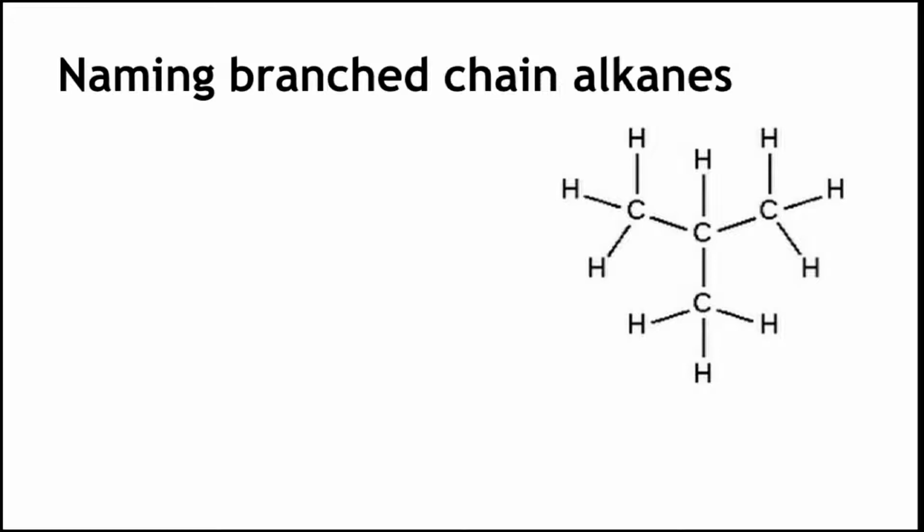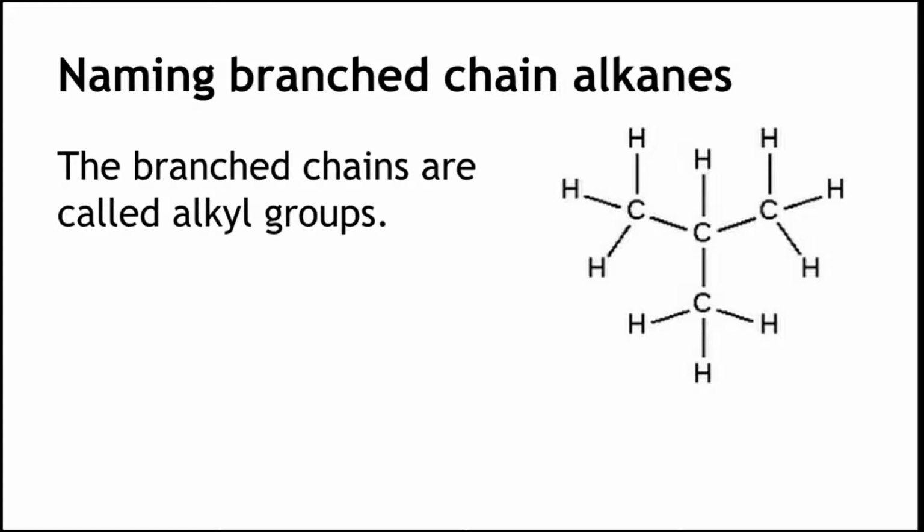Okay, we've learned the names of the straight chain alkanes. How about branches? How do we name branches off of a straight chain alkane? The molecule that we've got here has got a chain with three carbon atoms in it and a branch. The branch has got one carbon atom in it.